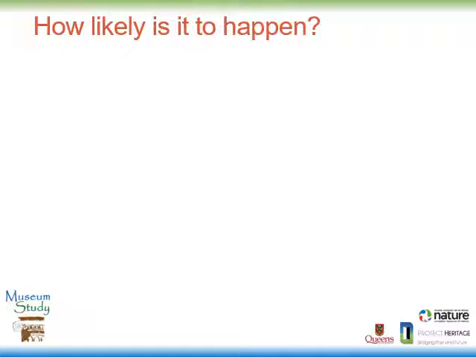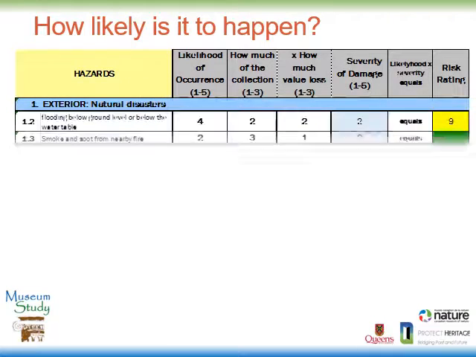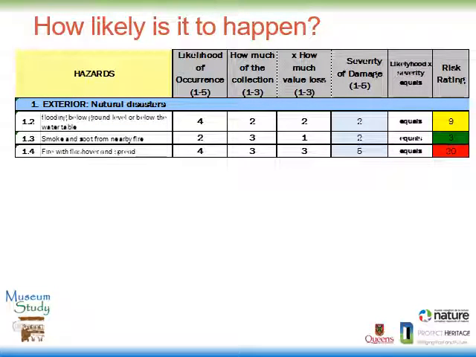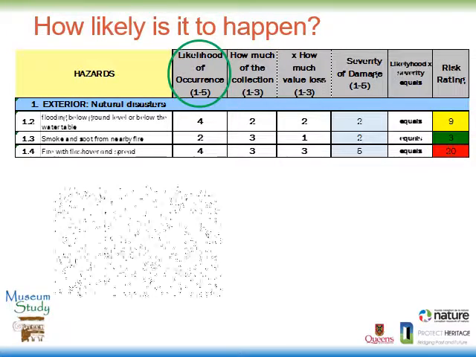Now, our other question when we come back to our workbook, we've talked about how much of the collection will be affected and how much value will be lost, and then that's automatically converted to this measure from 1 to 5 of the severity of the damage. But now we're left with, well, what's the likelihood of occurrence?